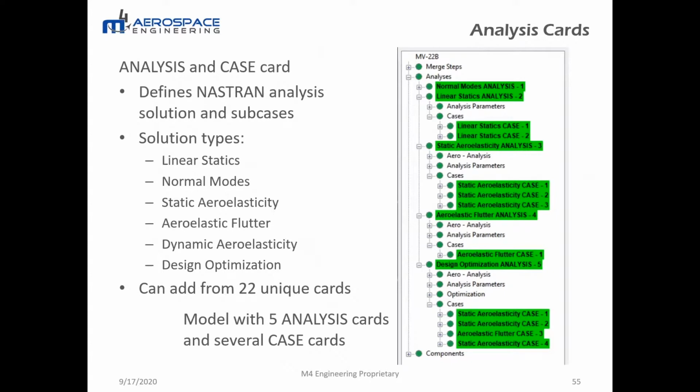Additionally, there are 22 unique cards available to define various analysis parameters, constraints, or loads. On the right, I've included an example set of analyses for a sketch model. This model contains 5 different analyses. Each has their own set of subcases. And basically, Structure Studio allows the user to quickly define any number of analyses for the model.